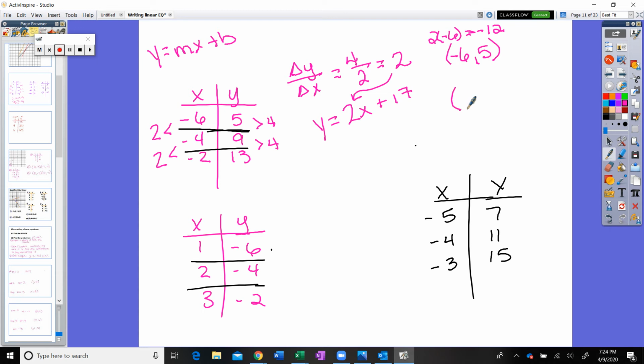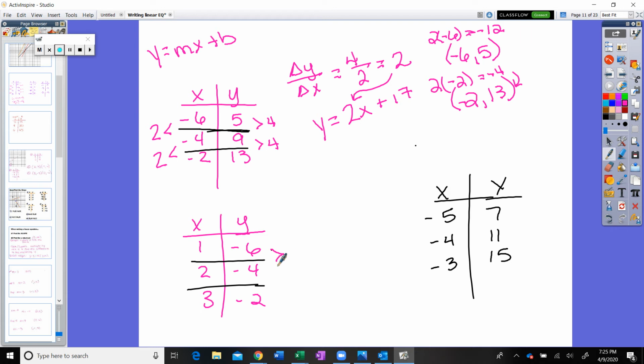And we can check it with another point. I'm going to use the point -2, 13. I'm going to say 2, which comes from the slope, times -2 equals -4. So the adjustment needs to get from -4 to 13, and that's also plus 17. So I know that I have the right answer.